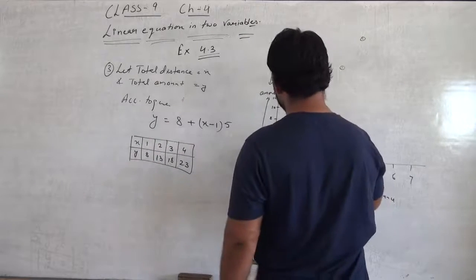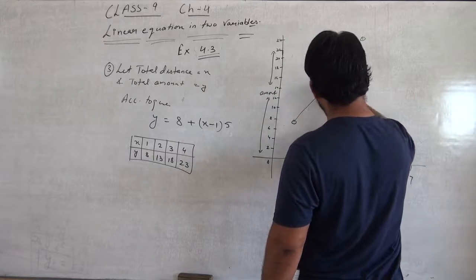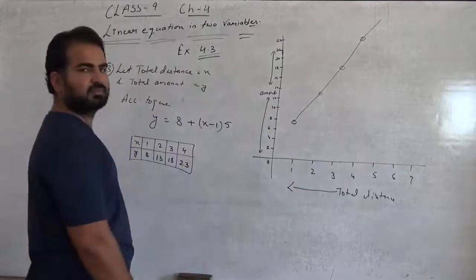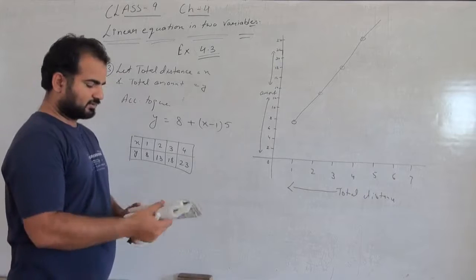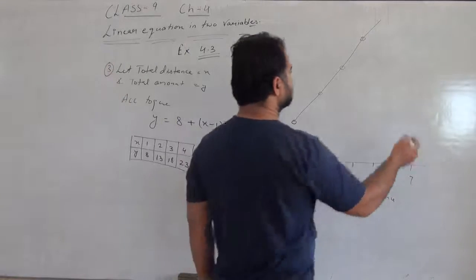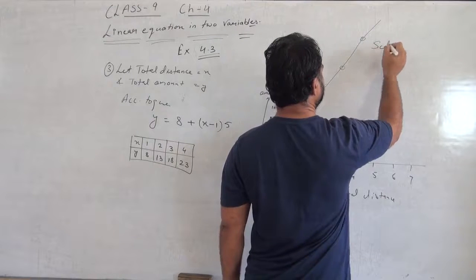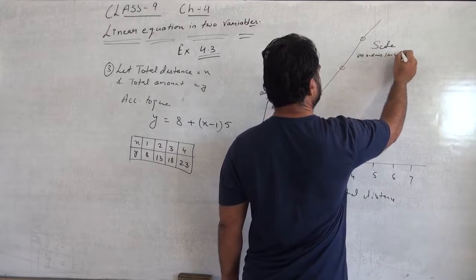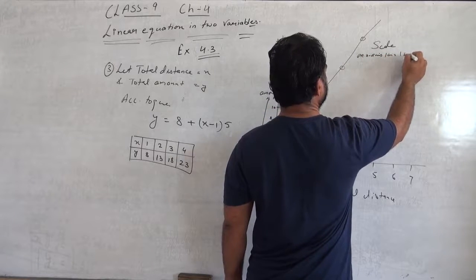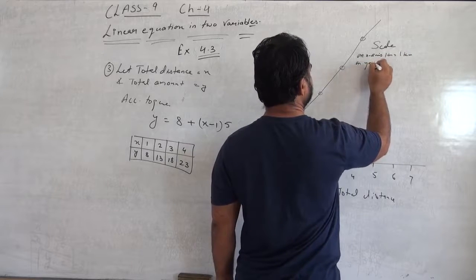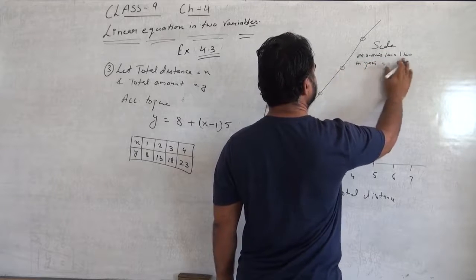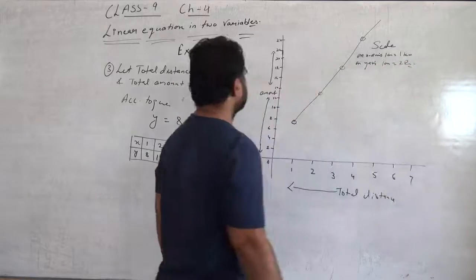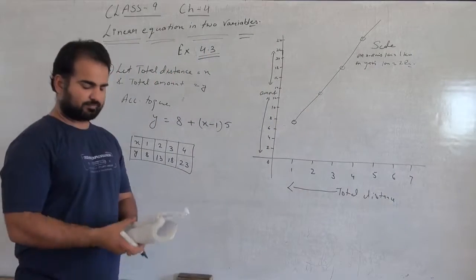So we can say that it is a straight line. Okay, it is a straight line. Done. Now we have to place the scale. So the scale will be, on x, 1 centimeter equals 1 kilometer, and on the y axis, 1 centimeter equals 2 rupees. Okay, that's our final answer.